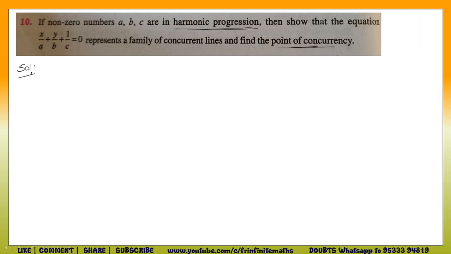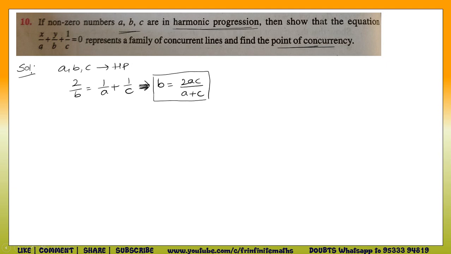Then find the point of concurrency. If a, b, c are in harmonic progression, then what is the relation we have? So we have 2 by b is equal to 1 by a plus 1 by c. From this I can write it as b is equal to 2ac by a plus c. By rearranging these terms, by taking LCM and cross multiplying, I get b is equal to 2ac by a plus c. So any of these conditions you can make use of, right?